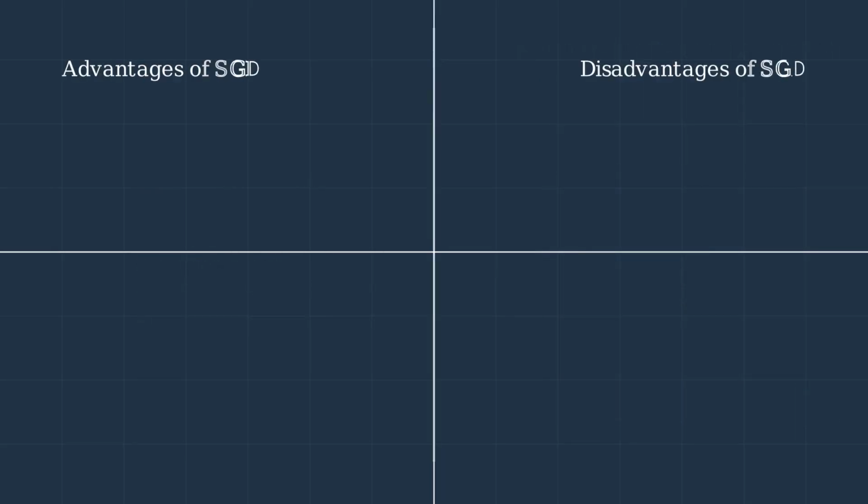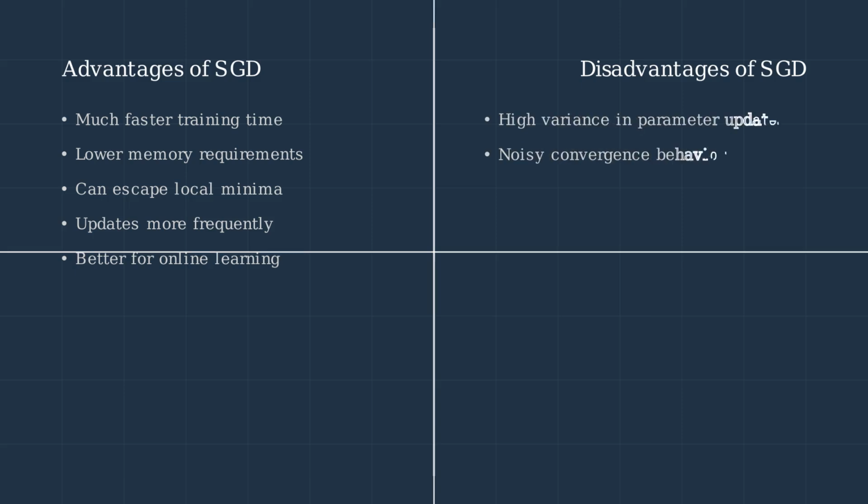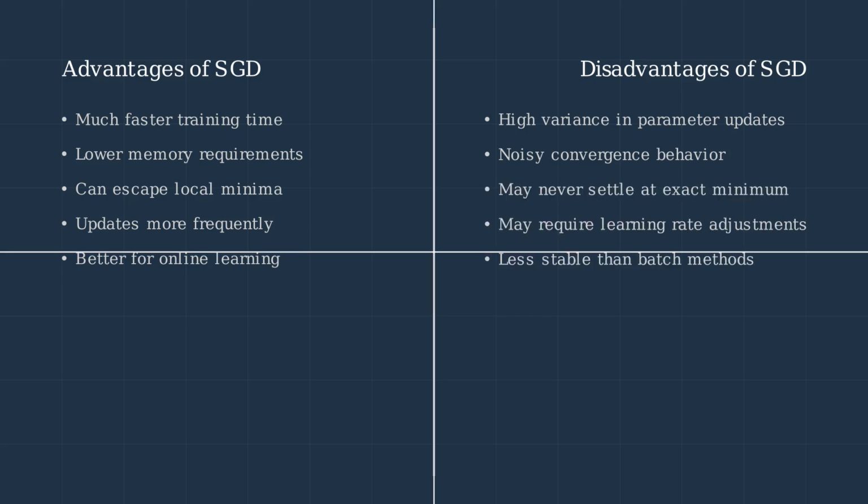Let's examine the advantages and disadvantages of SGD. On the positive side, SGD offers much faster training times and lower memory requirements, since it processes only one example at a time. It can also escape local minima due to its noisy updates, and it updates parameters more frequently, making it suitable for online learning. However, SGD suffers from high variance in parameter updates and noisy convergence behavior. It may never settle exactly at the minimum, often requires learning rate adjustments, and is generally less stable than batch methods.